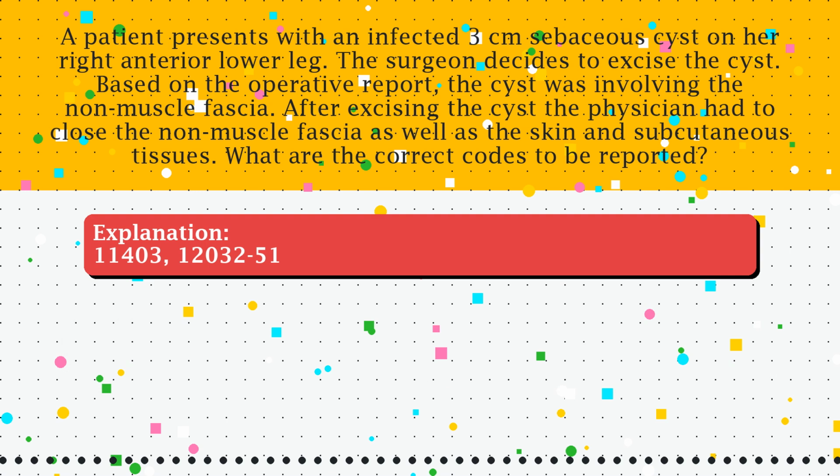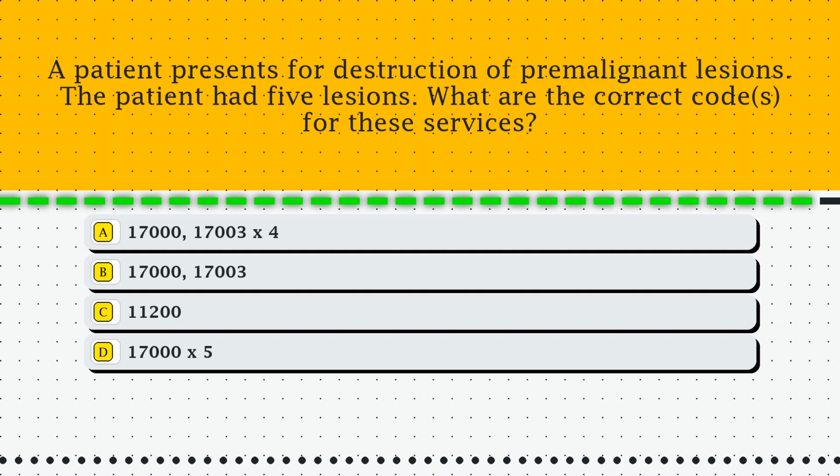Question 42. A patient presents for destruction of premalignant lesions. The patient had 5 lesions. What are the correct codes for these services? Option A, 17000, 17003 x4. Option B, 17000, 17003. Option C, 11200. Option D, 17000 x5.